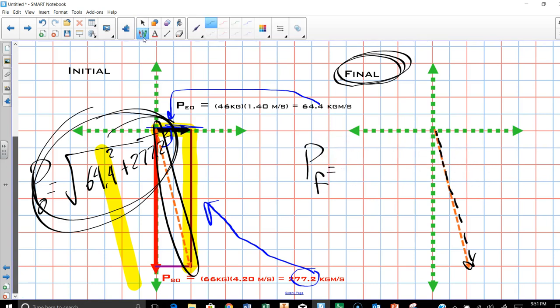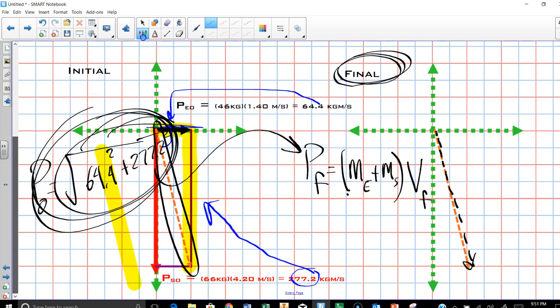That would be the total mass, because they stick together. So the mass of the east person plus the mass of the south person times their final velocity. And since they're stuck together, they only have one velocity afterwards. So we would have found this number, which is the same as the final momentum. If you divide by their combined masses, you'll have the final velocity.